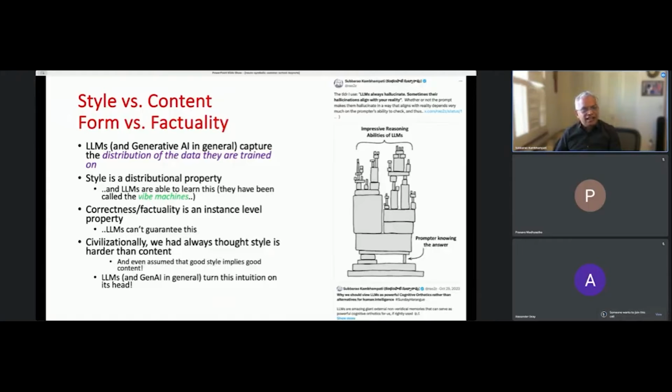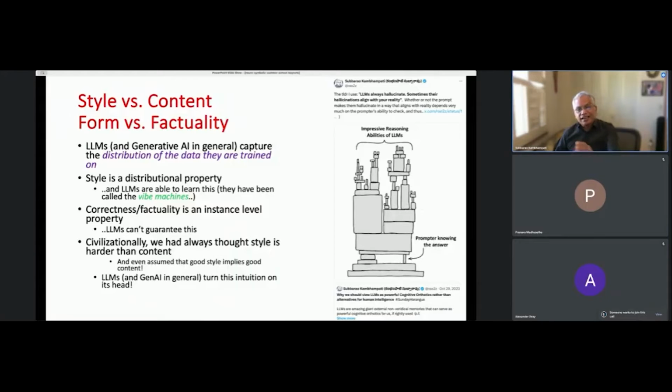Civilizationally, we had always thought that style is harder than content. And so it's not surprising that when we see that LLMs output things that look like plans, we assume they are plans. But then if you actually carefully check, they actually won't execute. They will have execution problems, etc.